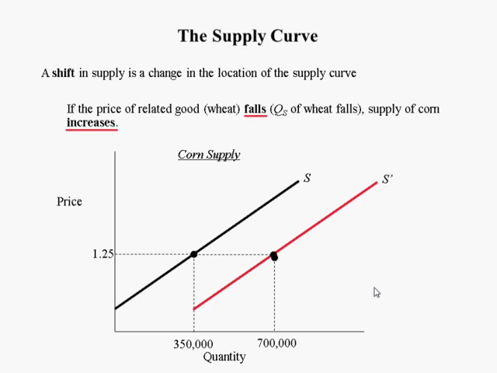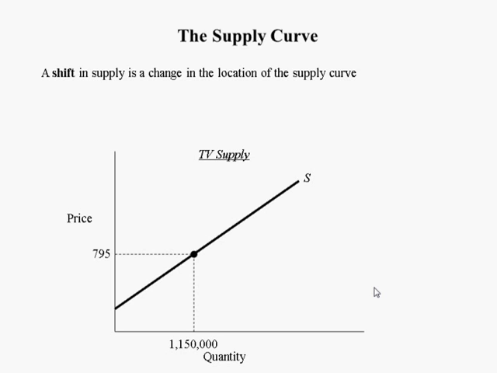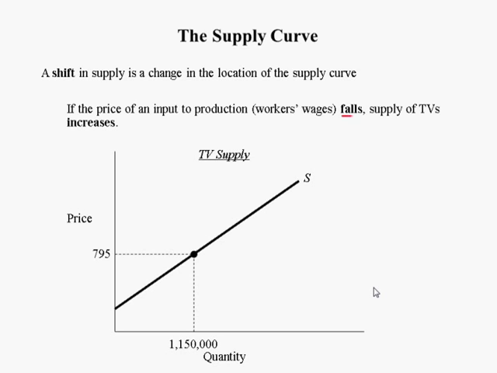What about TV supply? If the price of an input to production, say wages, falls, supply of TVs increases. Now, why is that?